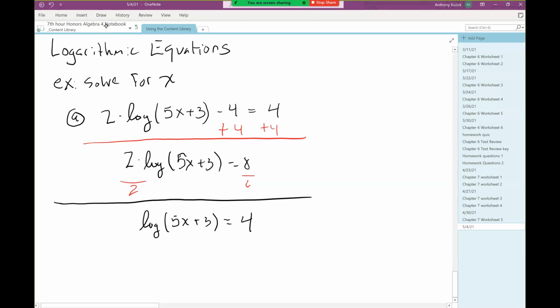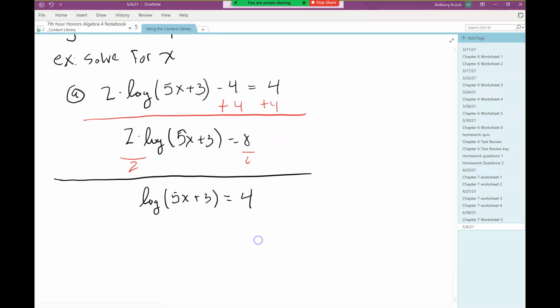How am I going to get rid of that logarithm out front? Excellent. So I'm going to use the exponent base 10. And again, I am going to write my 10 kind of absurdly oversized so that I can't accidentally mistake it for multiplying by 10, at least initially.